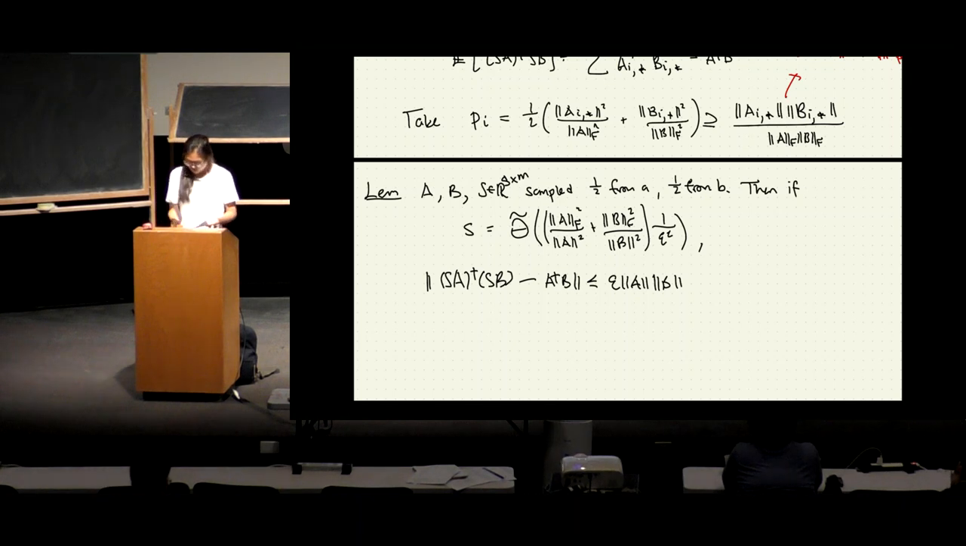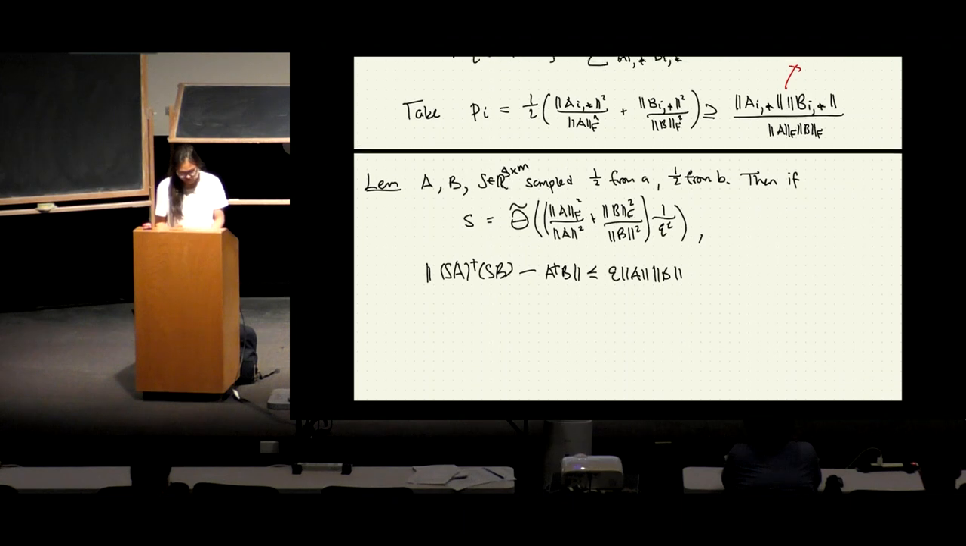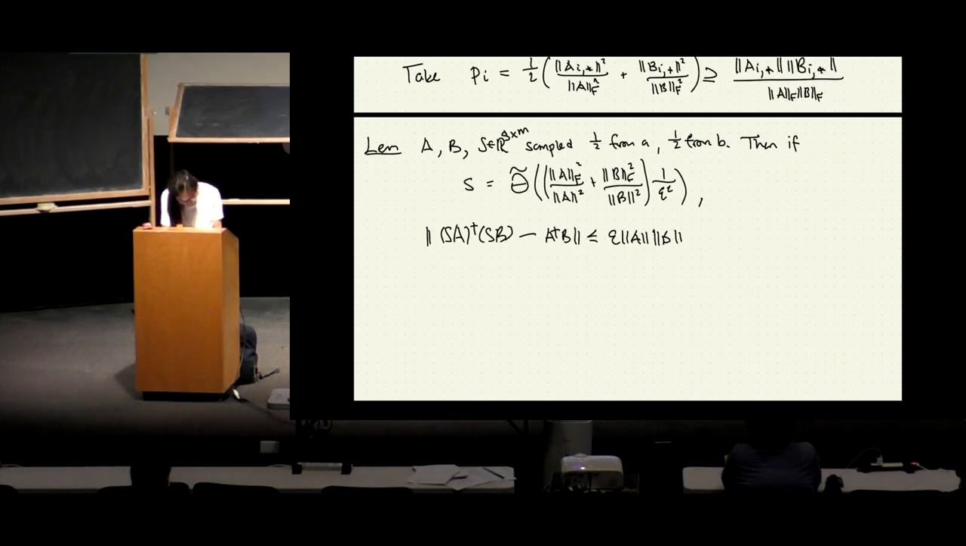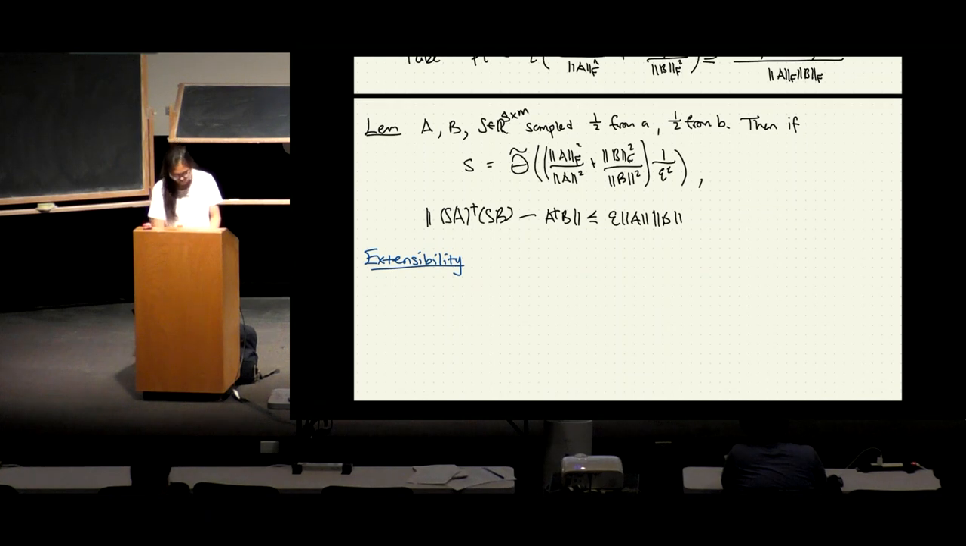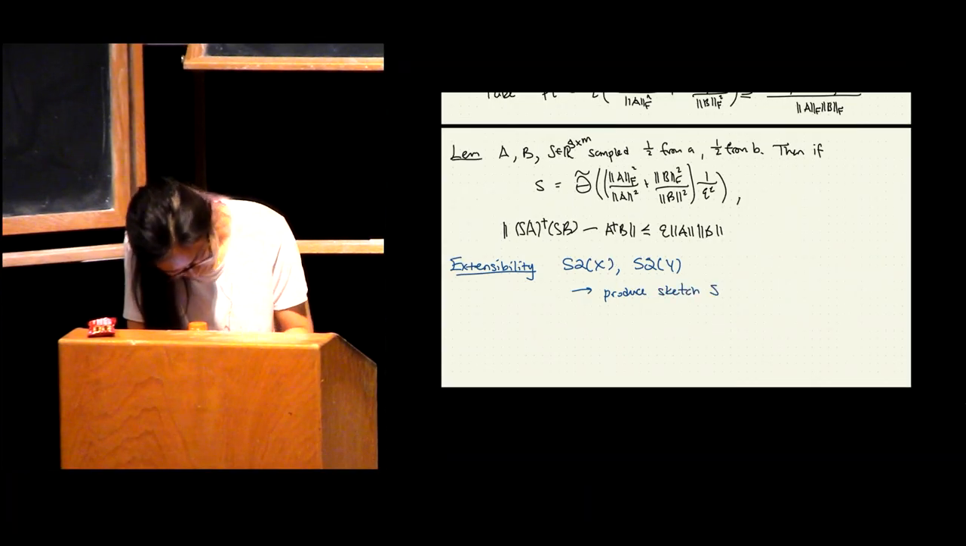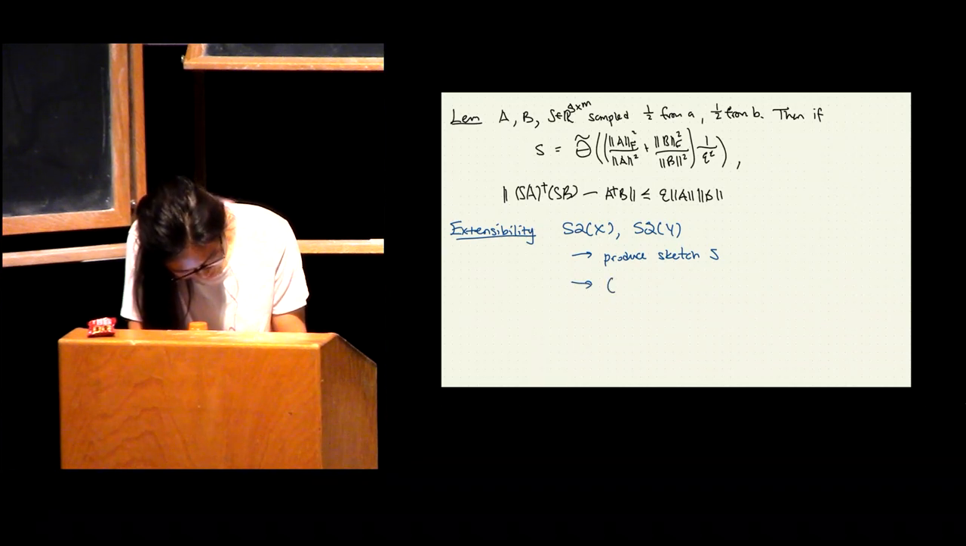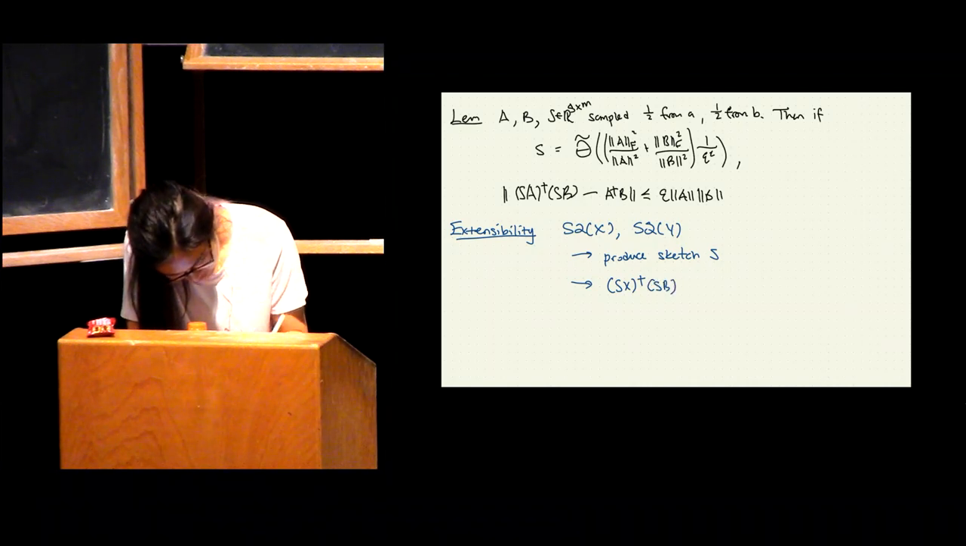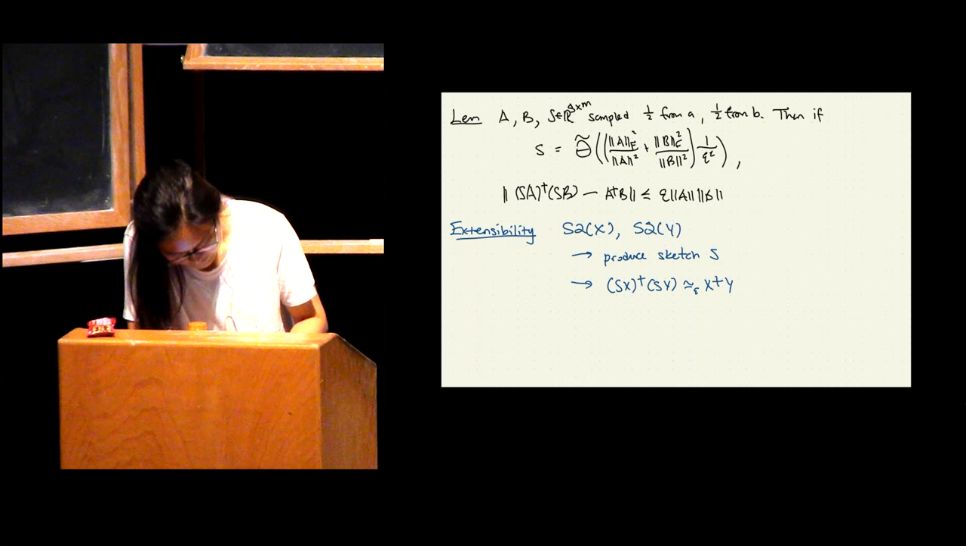Okay. And with this, I can show you why we can get our extensibility property. So with this, I'll just sketch it out, how you get this. So we have sampling query access to X and Y. And so what this allows us to do is produce this sketch. And then with a sketch, we know that this product is approximately our desired product to estimate.